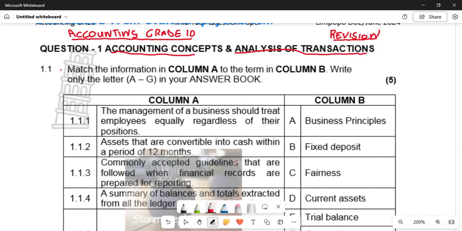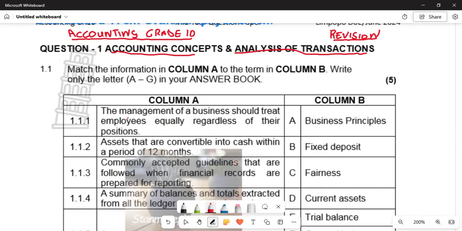The question reads as follows: 1.1. Match the information in column A to the term in column B. Write only the letter A to G in your answer book. As we are told, we are going to match the information in column A to the term in column B, so let us just do as we are instructed.